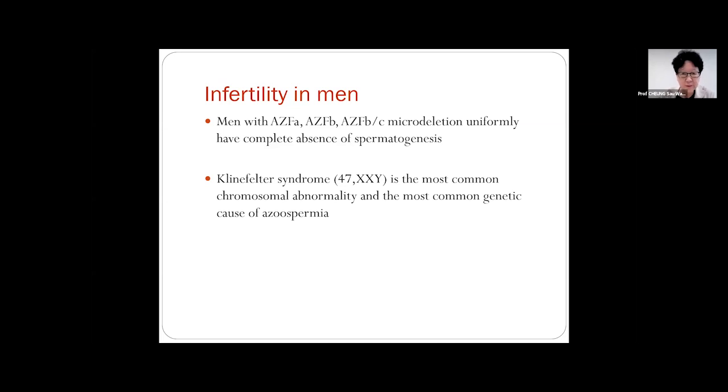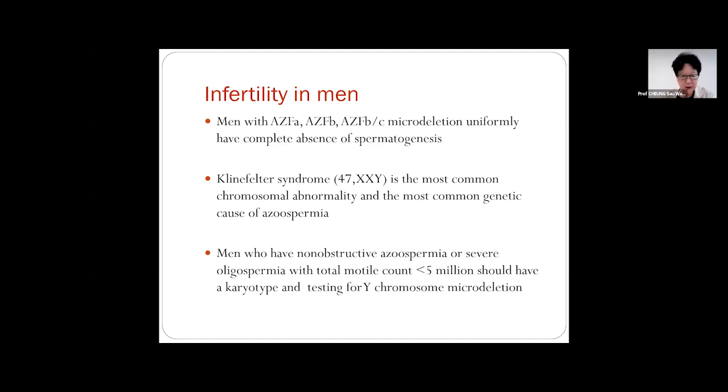Klinefelter syndrome is the most common chromosomal abnormality and the most common genetic cause of azoospermia. Men who have non-obstructive azoospermia or severe oligospermia with total mobile count less than 5 million should have a karyotype and testing for Y chromosome microdeletions.